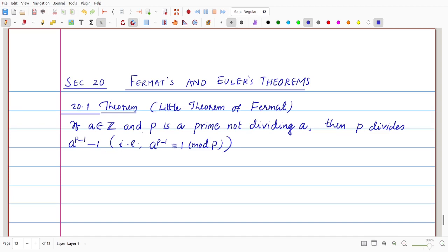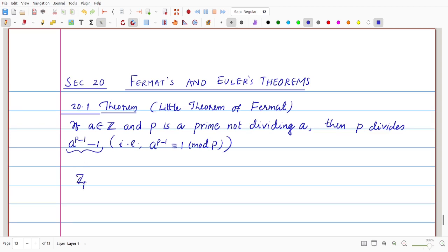A is an integer and P is a prime number not dividing A. Then P divides A raised to P minus 1, minus 1. That means A raised to P minus 1 is congruent to 1 mod P. So we need to prove this congruence relation, or that A raised to P minus 1 minus 1 is a multiple of P. For that we consider ZP.